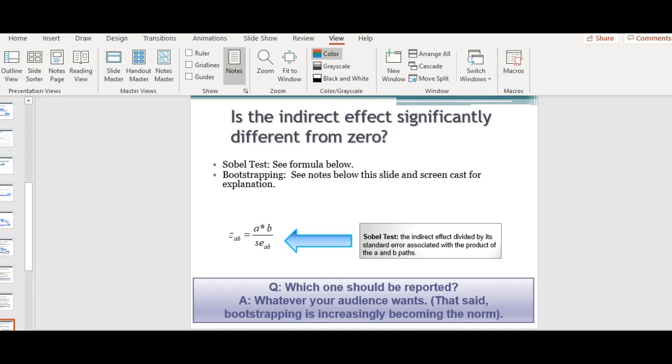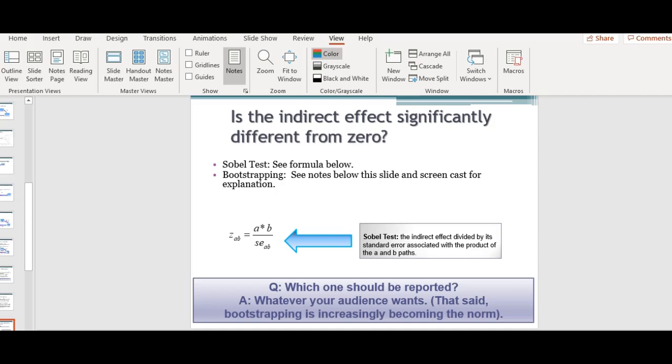In this segment, I'll talk about how to test for the significance of an indirect effect. There are a couple of ways, and then in the second part of the segment, I'll talk about power to detect mediation. We've talked already about the magnitude of an indirect effect, but we haven't talked about whether it's significantly different from zero. And that process requires either the Sobel test or bootstrapping.